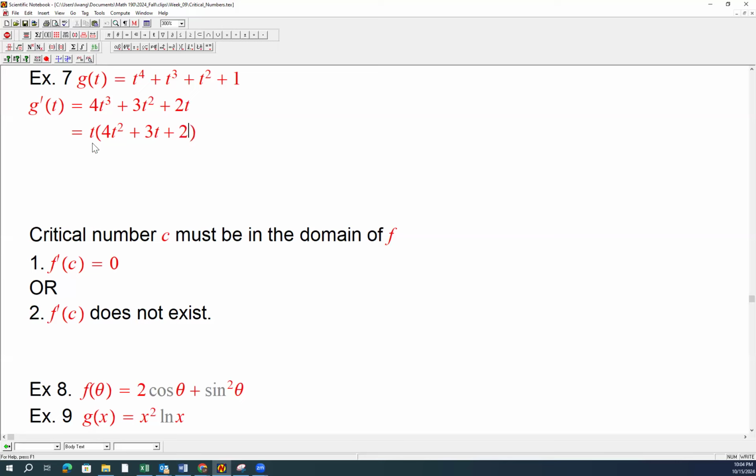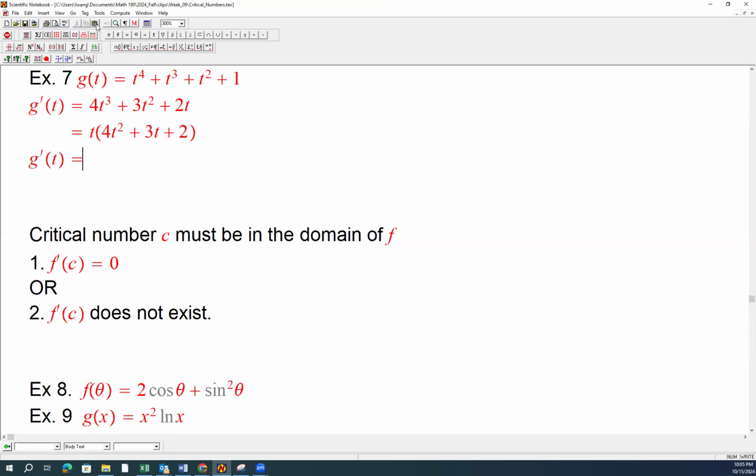Okay, I factored out the t, so when I set it equal to 0, it looks like the inside of the parentheses is going to be a little bit hard to factor. Okay, then what do I do? Well, this is a quadratic function inside the parentheses. So let's set it equal to 0 to see what happens.